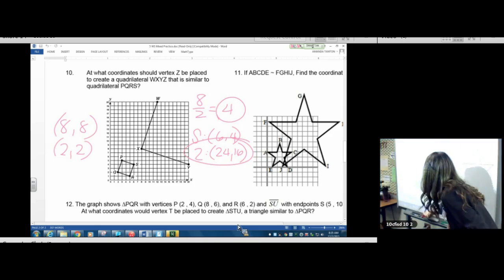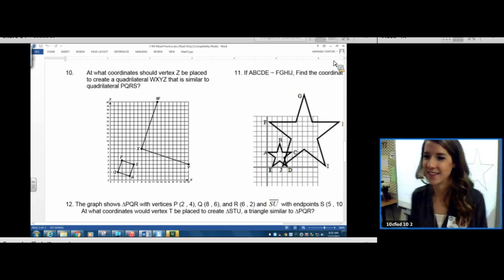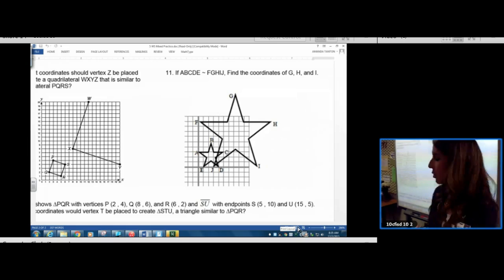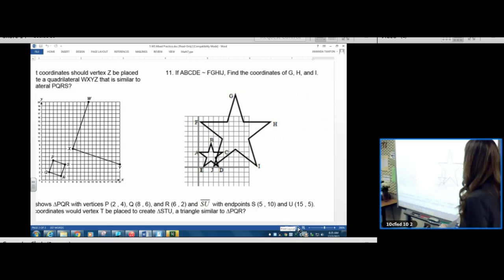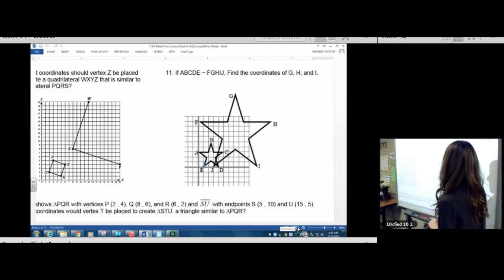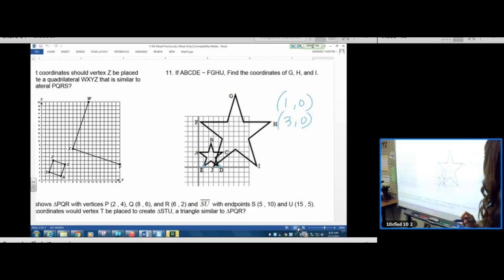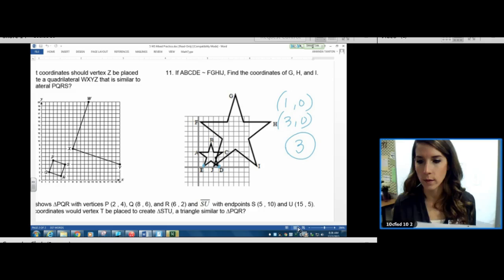Number 11. Guess what we're going to do first? We're going to find the scale factor. Surprise, surprise. Number 11, you can pick any 2 points that you want to work with. You can pick A and F, or I would recommend E and D, either one. Notice that E is at 1, 0, and this one's at 3, 0. So we've got 1, 0, and 3, 0. The scale factor is 3. Second over first, 3 over 1.